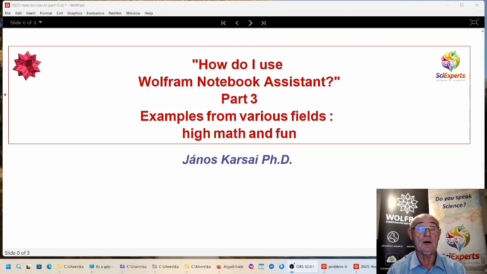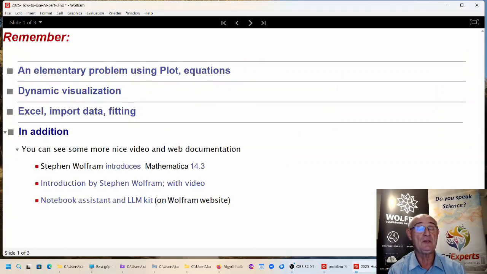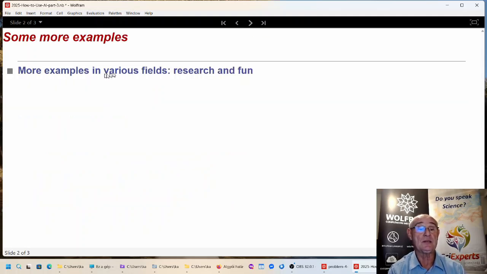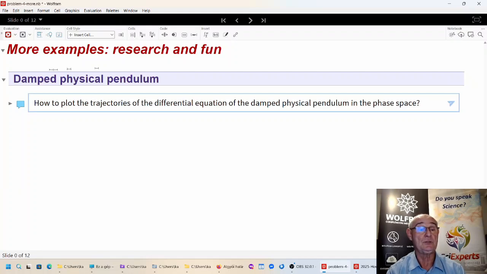We will continue now the series of examples about using the Wolfram Notebook Assistant. Here I will consider some examples from various fields, high math and some fun. Just to remind you, formerly we considered elementary problems, dynamic visualization and a complete project, importing data from Excel and fitting a model to the dataset. In addition, I also recommend some materials, videos and descriptions from the Wolfram website. Now let's consider those examples I told.